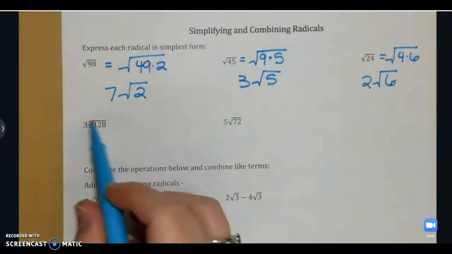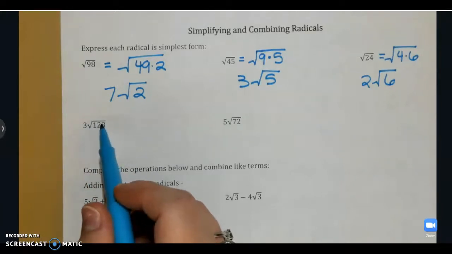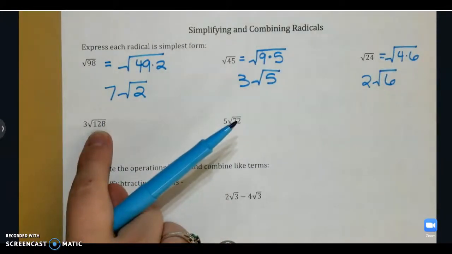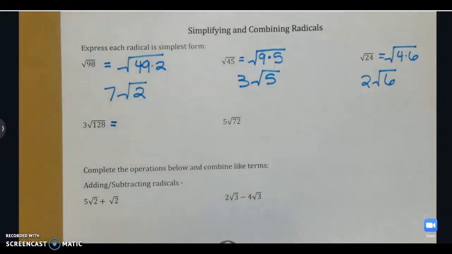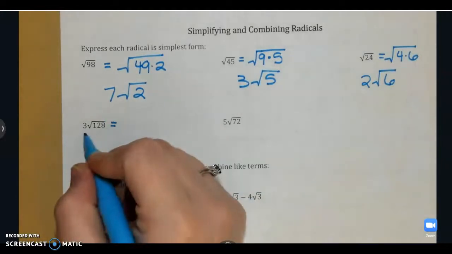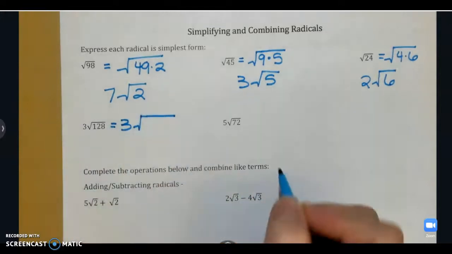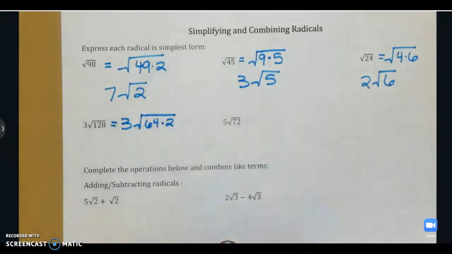Okay, now we're going to be looking at a slightly different situation, which is when I have a number being multiplied by my radical, and that's going to come into play when we're taking the number out. So first, let's focus on the number inside. 128. Again, you could go down your perfect squares list to find what factors of 128 are perfect squares. So for right now, I'm going to leave that 3 on the outside, and the factor of 128 that's a perfect square is 64. So 64 times 2.